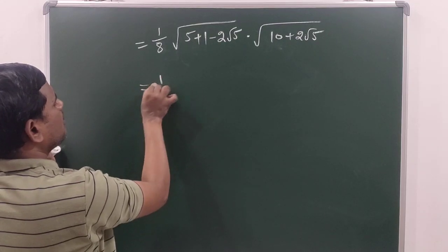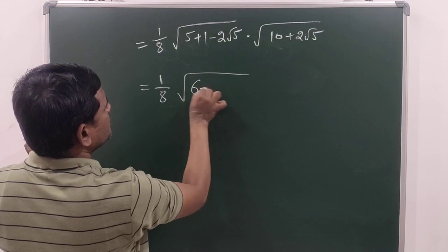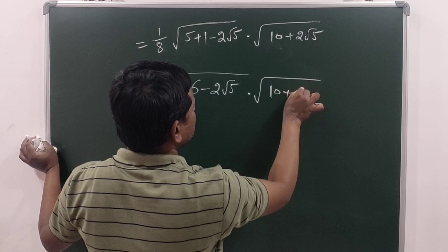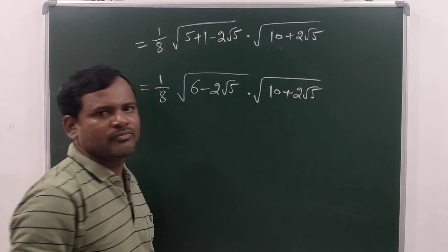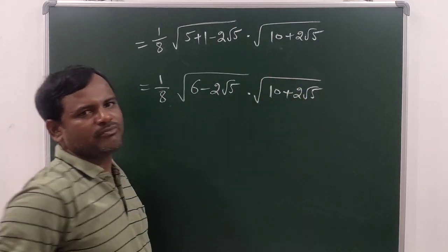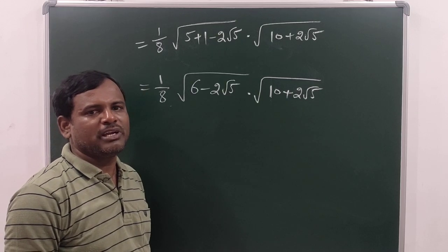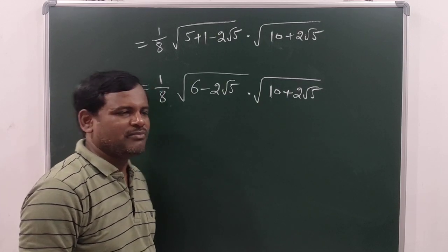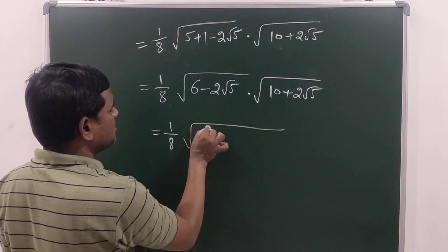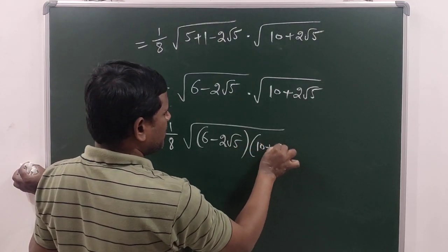Right. Now 1 by 8. Simplify. 5 plus 1, 6. 6 minus 2 root 5 into square root of 10 plus 2 root 5. Now this is A, root A. This is B, root B. You know the law: root A into root B can be written as root of AB. So as per that identity, this can be written as 6 minus 2 root 5 into 10 plus 2 root 5.